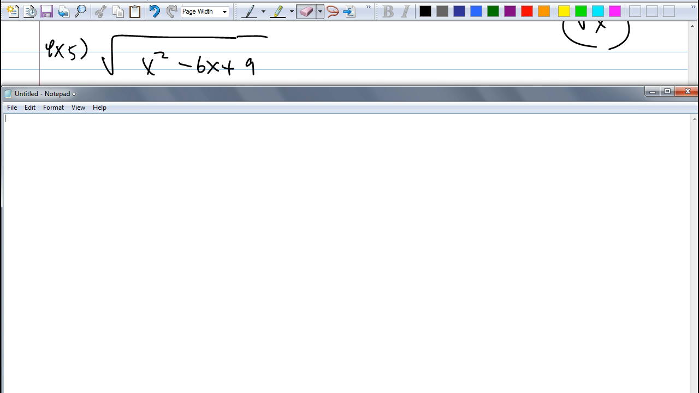Your good old trinomial. Square root of x squared minus 6x plus 9. You may say, wait, how do we even simplify this? Well, look at that trinomial. Does that trinomial look kind of familiar? Whenever you see a trinomial, what should you try to do? See if it factors. Does it factor? Yeah, go ahead and factor, and tell me what the solution is. I'll wait. Everybody think about it.